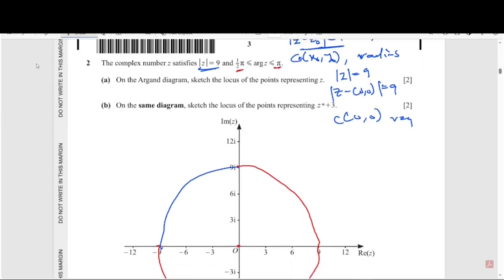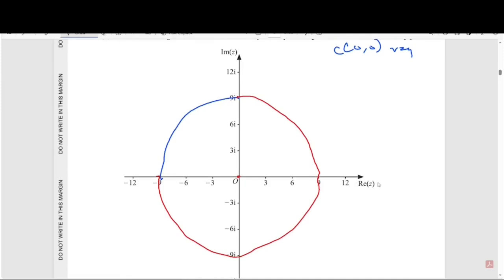Now next, we're also looking for all complex numbers whose arguments are between half pi and pi. On the Argand diagram, there are 4 quadrants. We start measuring argument from the real axis. So for argument, what it means is the angle that a complex number makes with the real axis.